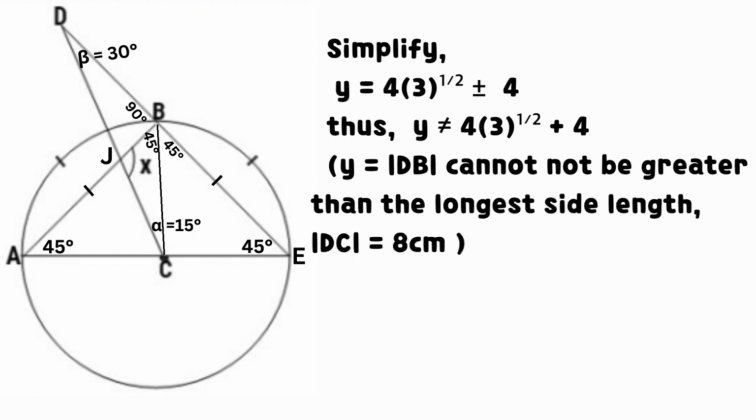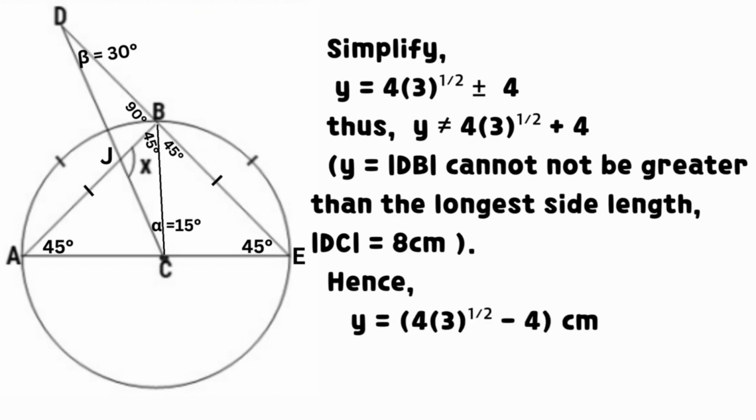Y cannot equal the sum of 4 times the square root of 3 and 4. Y equals line D, B, which cannot be greater than the longest side length of line D, C, which equals 8 centimeters. Hence, y equals 4 times the square root of 3 minus 4, all in centimeters.